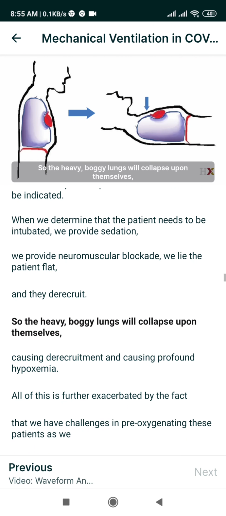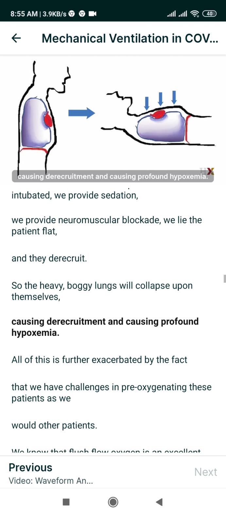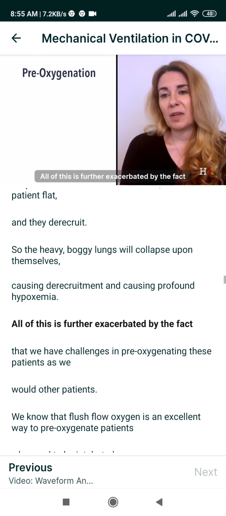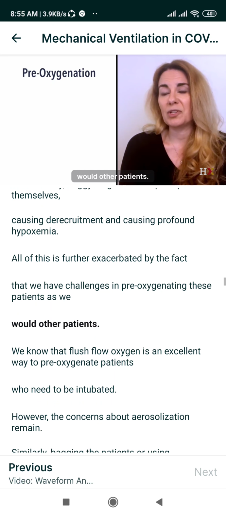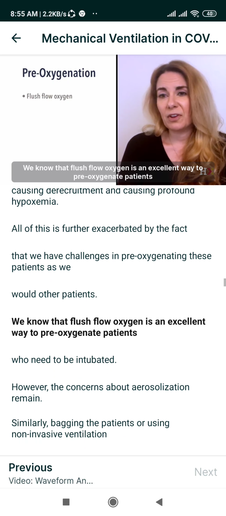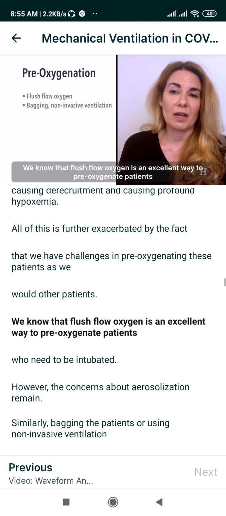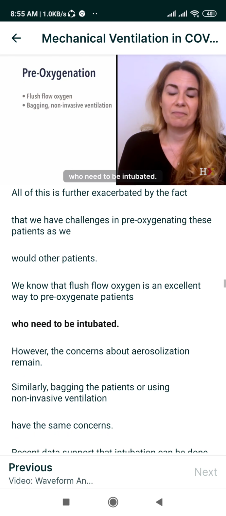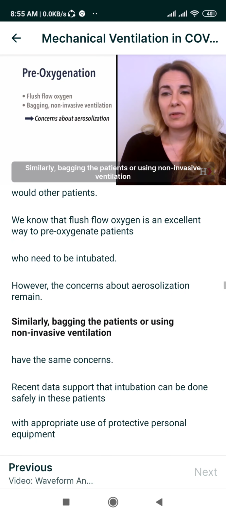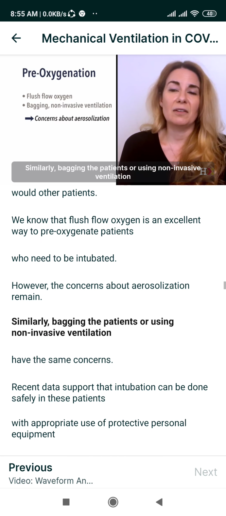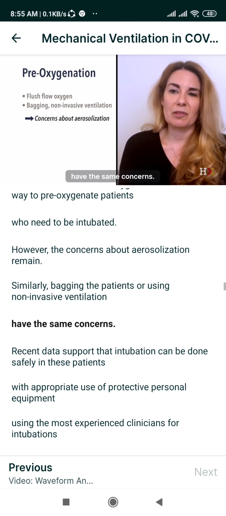So the heavy, boggy lungs will collapse upon themselves, causing de-recruitment and causing profound hypoxemia. All of this is further exacerbated by the fact that we have challenges in pre-oxygenating these patients as we would other patients. We know that flush flow oxygen is an excellent way to pre-oxygenate patients who need to be intubated. However, the concerns about aerosolization remain. Similarly, bagging the patients or using non-invasive ventilation have the same concerns.